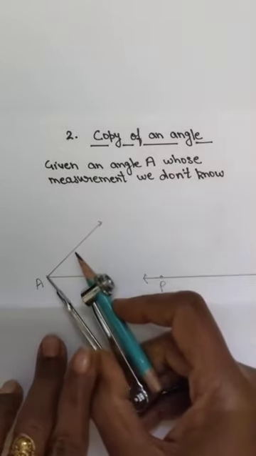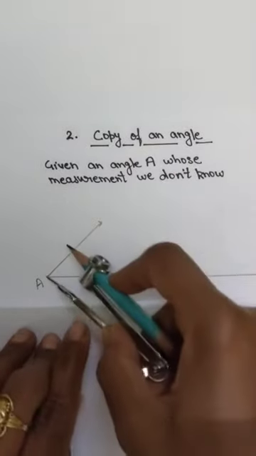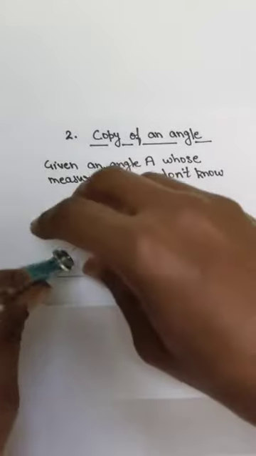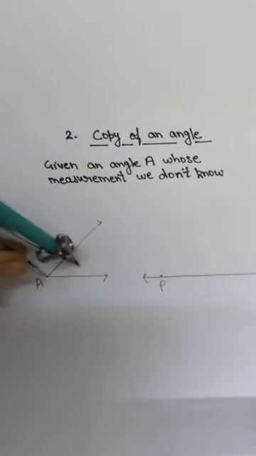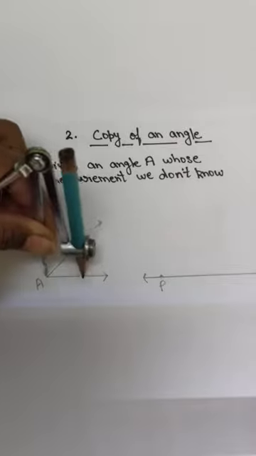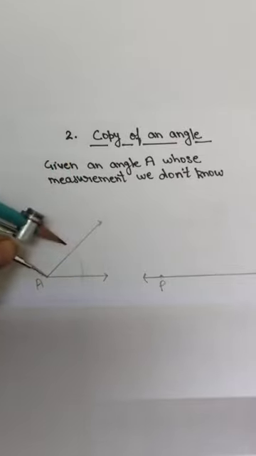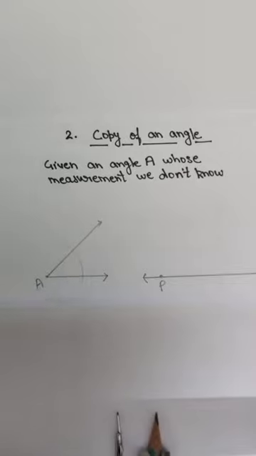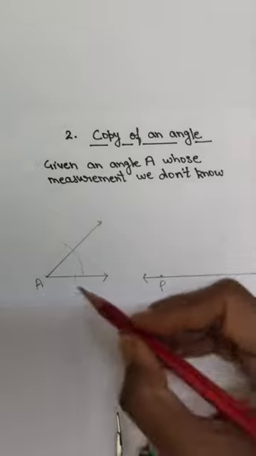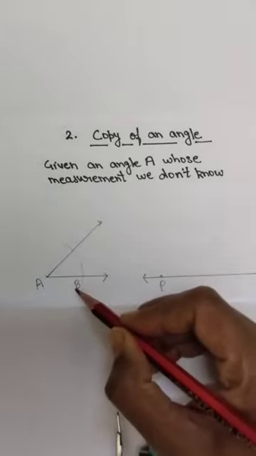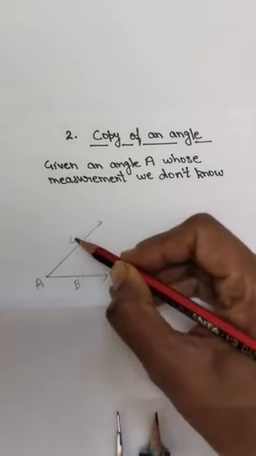Place the pointer of the compass at A and draw an arc such that it will cut the rays of angle A at B and C. Give them the names B, C.